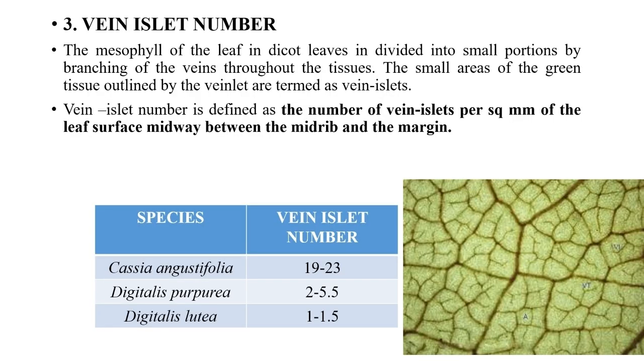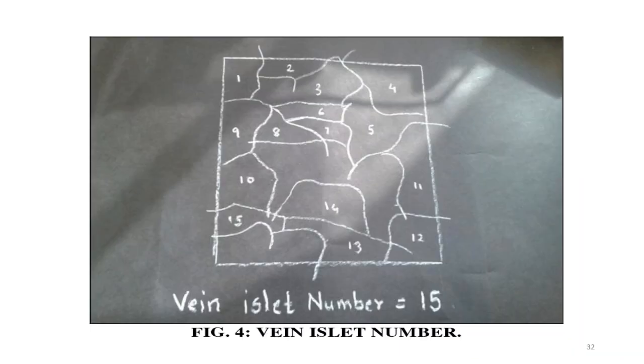The third one is vein islet number. It is the average number of vein islets per square millimeter of the leaf surface midway between the midrib and margin. This is how we can see the midrib through the microscope. There are different types of leaves, like Cassia angustifolia, where the vein islet number is between 19 and 23. There are also different plants like Digitalis purpurea and Digitalis lutea. After completion of that experiment, we get the vein islet number and the vein termination number. Termination means the vein stops and does not go further.